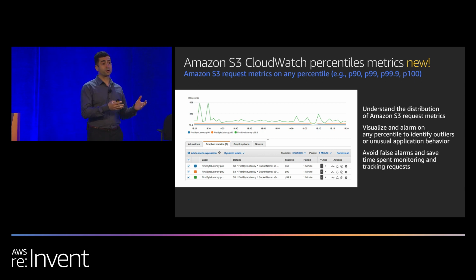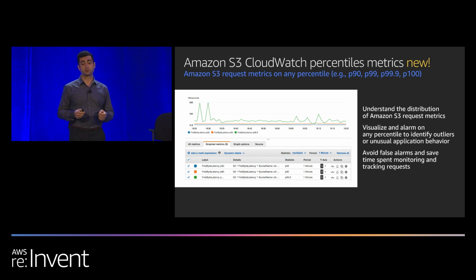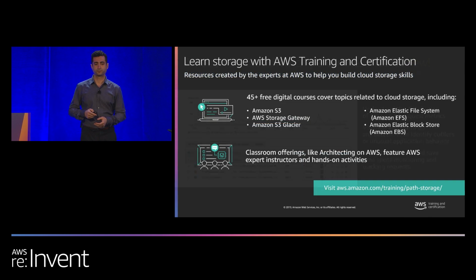And to make them even more powerful, in July, we added support for percentile statistics on request metrics so that you can have more granular visibility into these request patterns. Now, with percentile statistics, you can better understand the distribution of your request patterns, which helps you understand the experience that most of your customers see, and then highlight any outliers or identify any false alarms, saving you the time and effort in chasing those false alarms down.